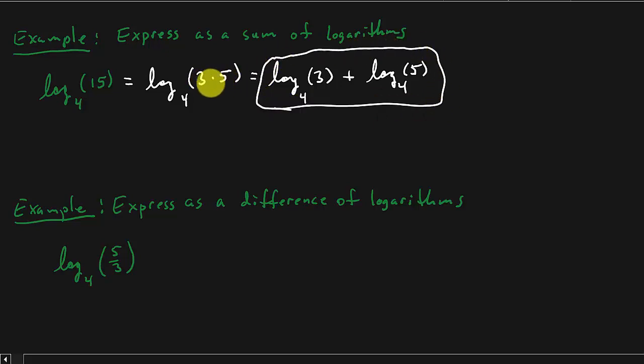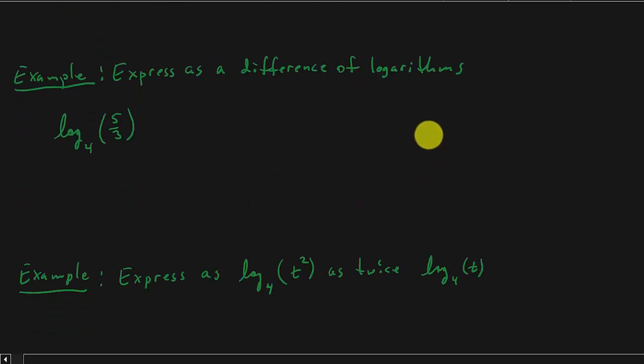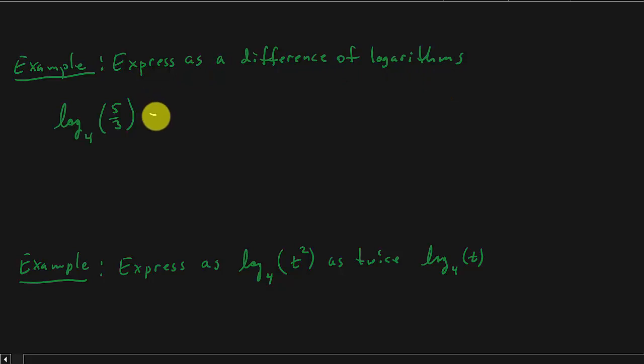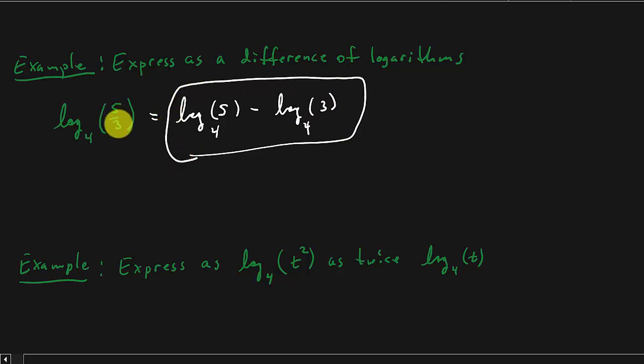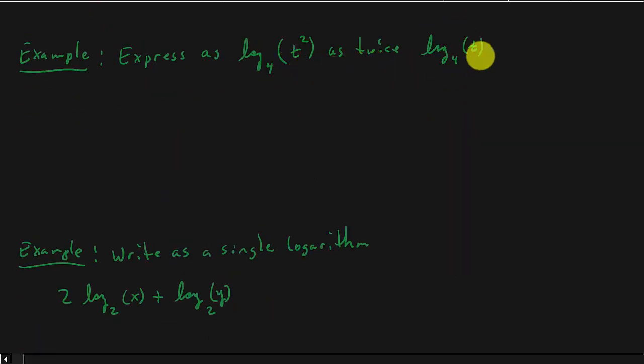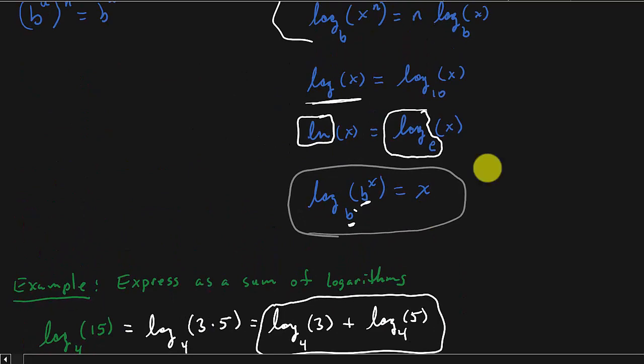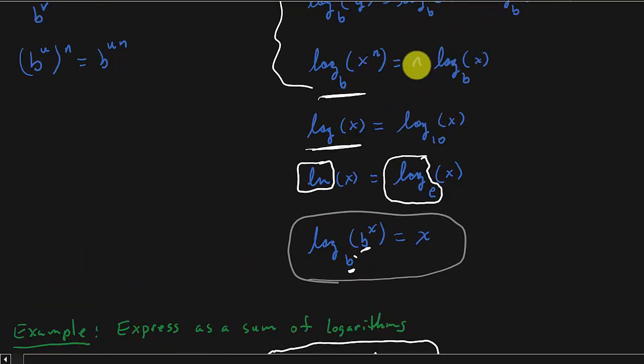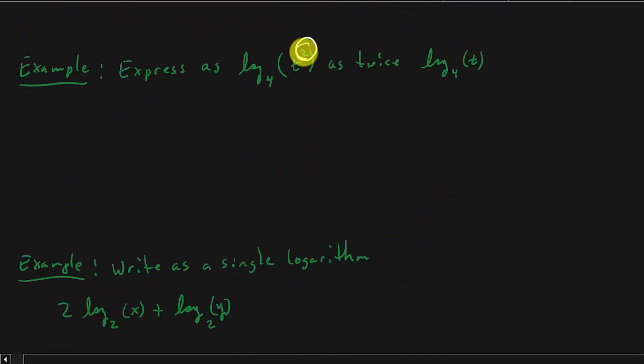Remember, if you got terms multiplied together, you can split them up using addition. Now, what if we want to write this as a difference of logarithms? Well, that's going to be the log of 5 with base 4 minus the log of 3 with base 4. So remember, if it's division, that splits up using subtraction. And then this one, write this as twice this. Basically, they're saying there's this exponent here. And remember, this property right here tells us we can take the exponent and pull it down in front. That's what they're wanting you to get out of this. So we can take this 2, move it down in front. So that's 2 times the log of t with base 4. And that's what they're wanting there.